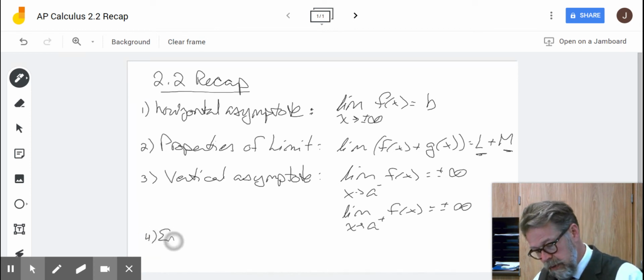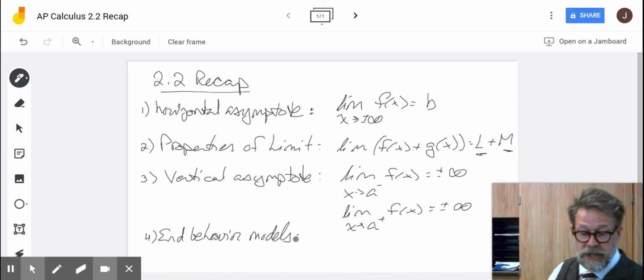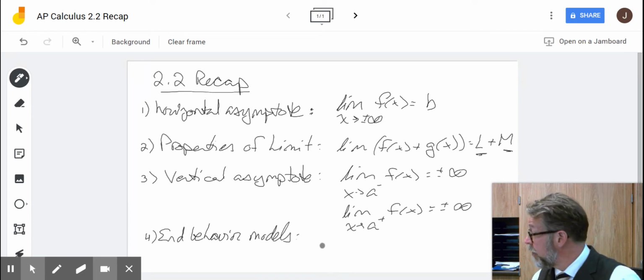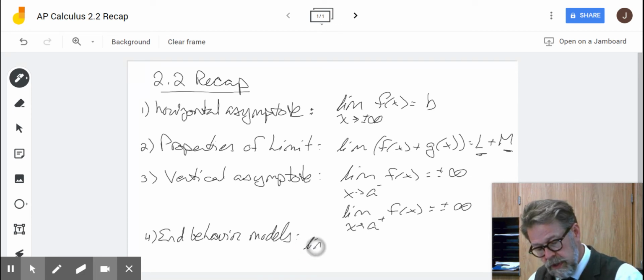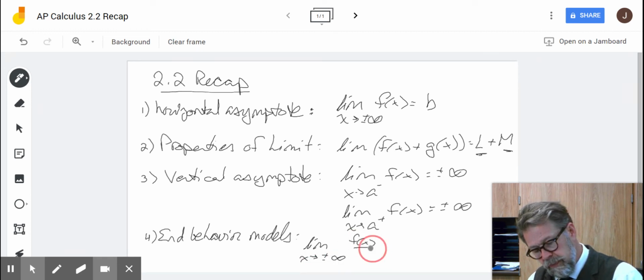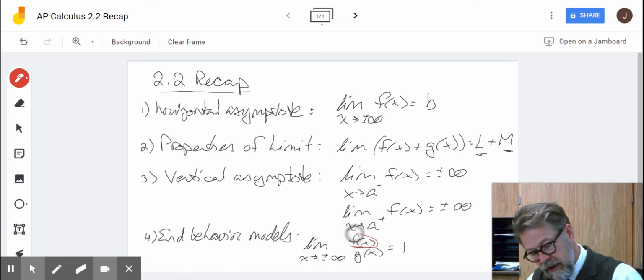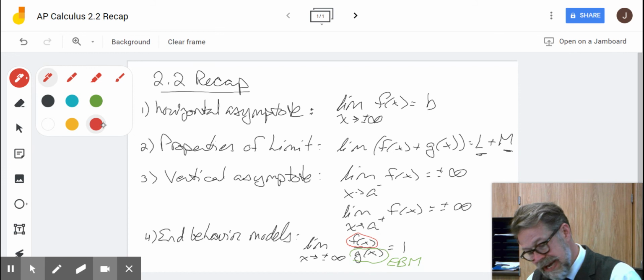Finally, end behavior models. What does a function do as x goes to infinity, and can you simplify it? The quick definition is that an end behavior model is a function where the limit as x goes to plus or minus infinity of f of x over g of x is equal to 1, where the function is f of x and the end behavior model is g of x.